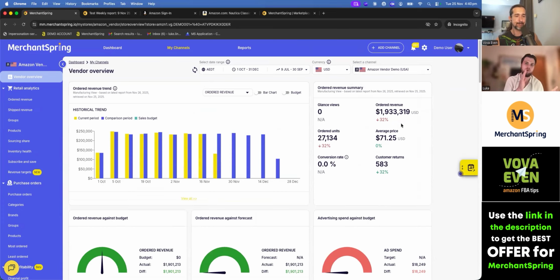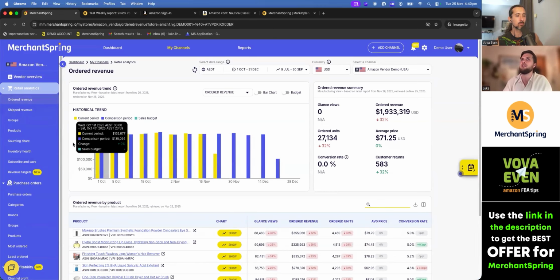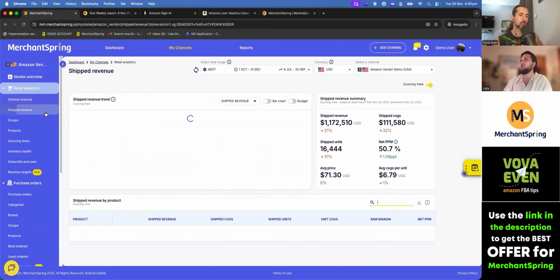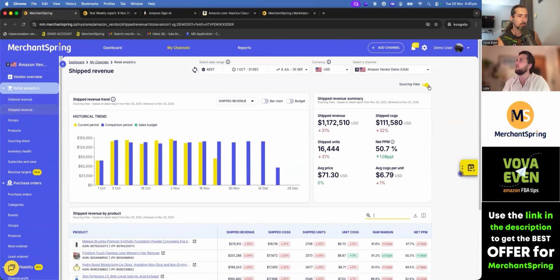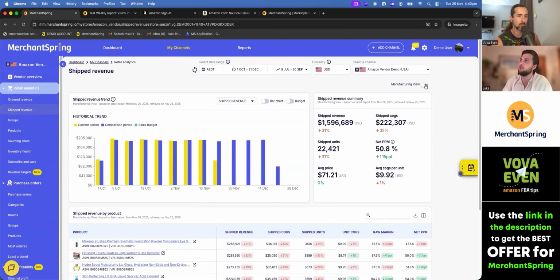There's a whole other world to explore in terms of the Vendor Central stuff, right? There are a couple of things we don't pull in for Vendor Central, but predominantly most stuff is very similar. So as a speedy look, we can see all sorts of things around order revenue that we're bringing in. We can see our shipped revenue from the button up the top here, from a manufacturing view to a sourcing view.